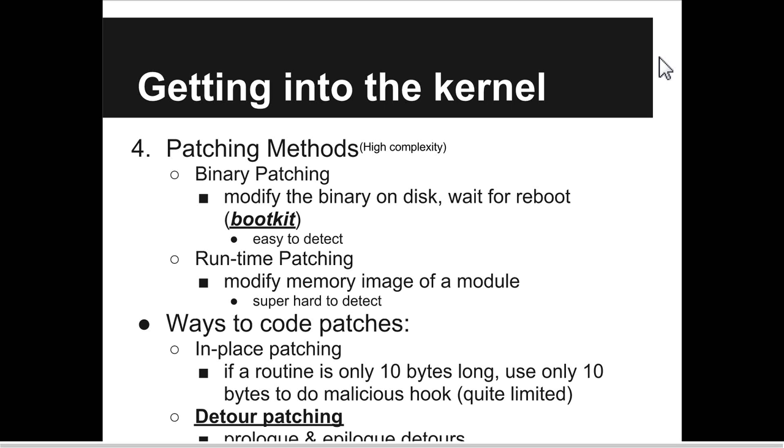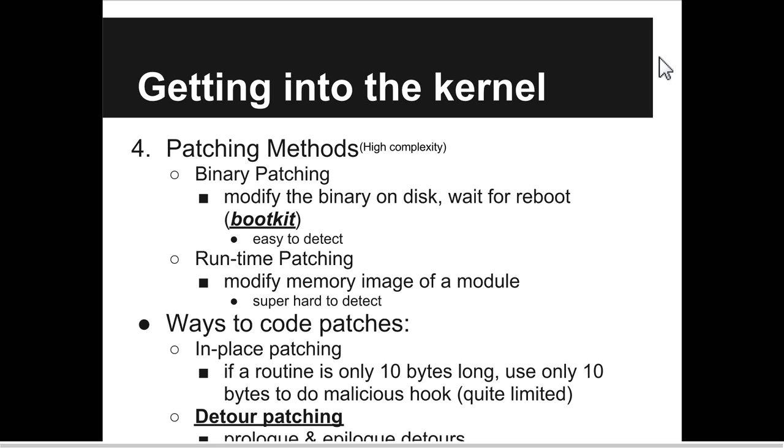And they're really simple to detect. Basically, you can check the file on disk against known good, and if it's not known good, then you know it's been modified. So that's simple, and it brings us to the way code can be patched.